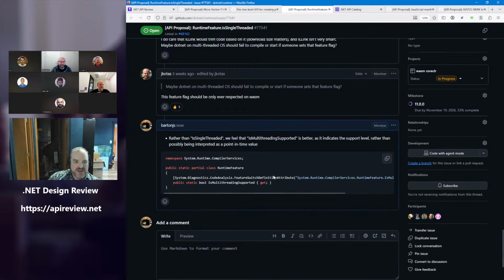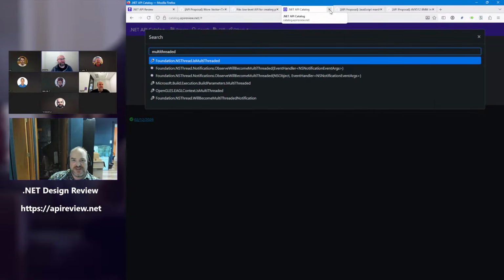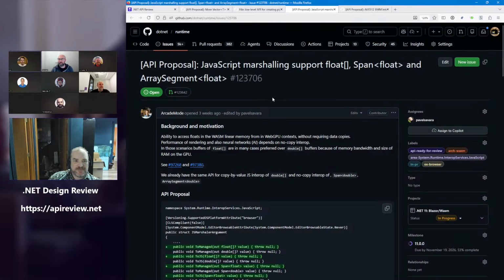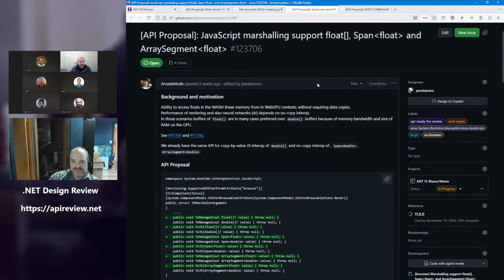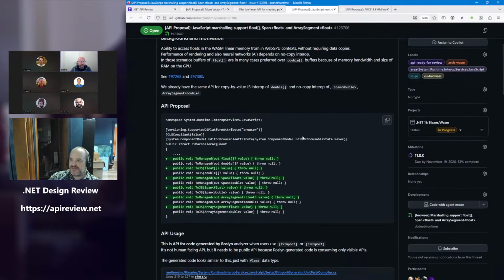Cool. Tanner, are you content to continue to yield so we can get Pavel's two issues back to back? Yeah, that's fine. Okay. So next up, JavaScript marshalling support for float arrays, span of float, and array segment of float, issue 123706. So I'll introduce this one as well.